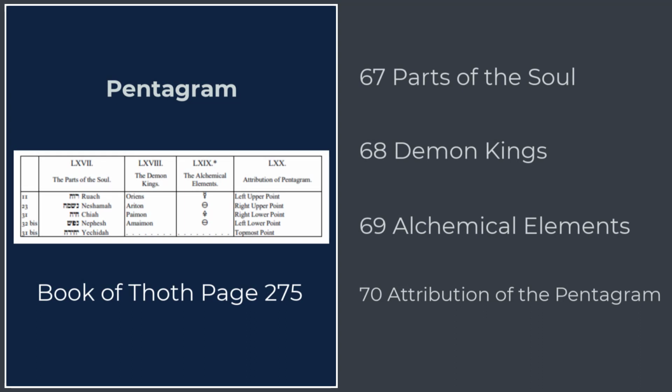These 4 columns are in no particular order, and they don't really have any kind of coherent theme running through them. The final column, the attribution of the pentagram, arguably should be at the beginning of these texts, but it's not. So there we have the parts of the soul, then we have the demon kings, which is clearly not in the right place, and then the alchemical elements. Make of this what you will.